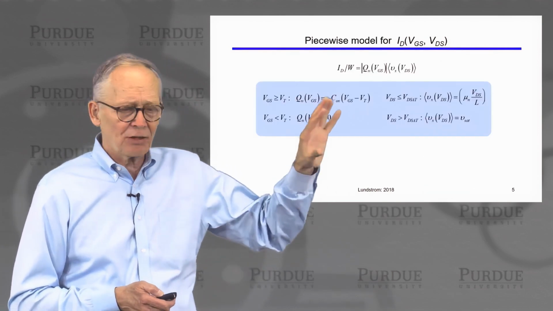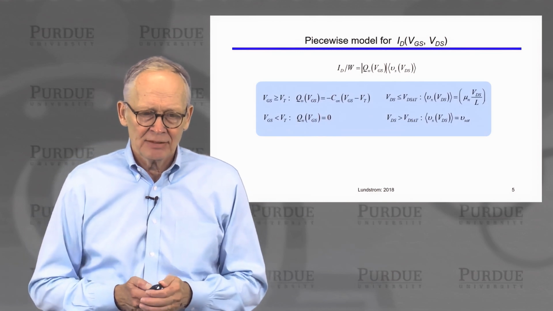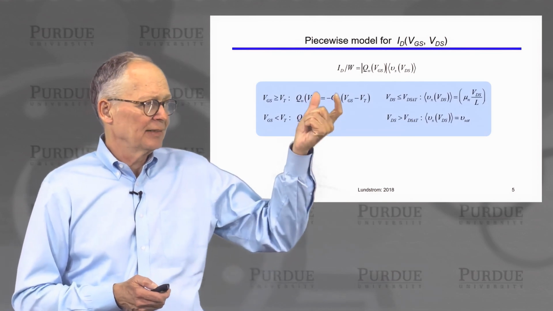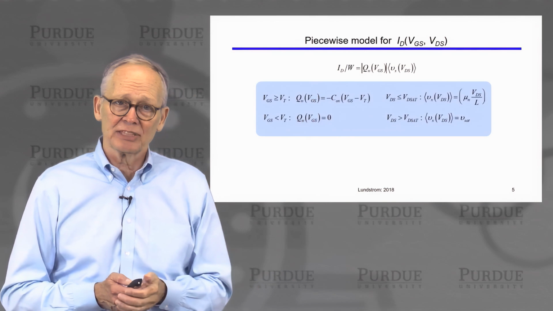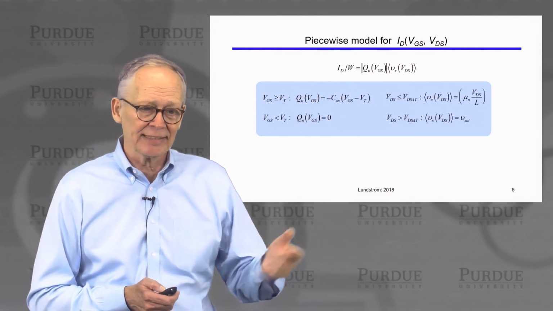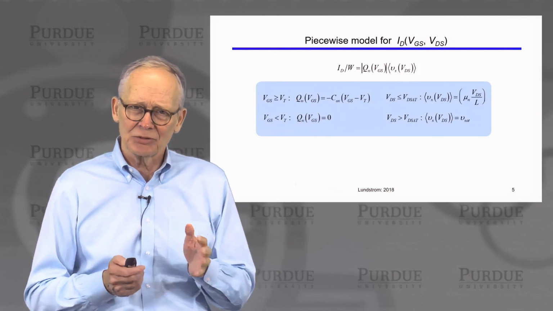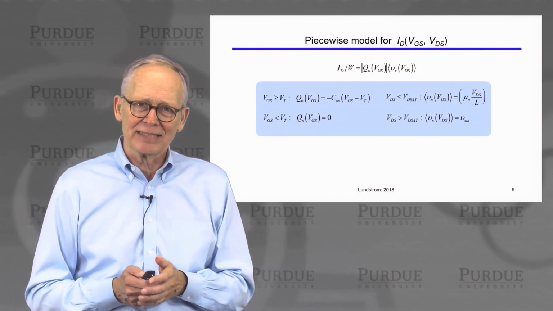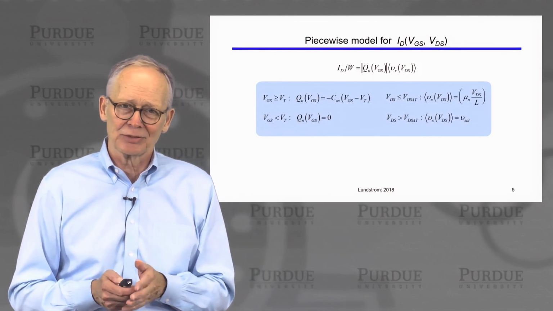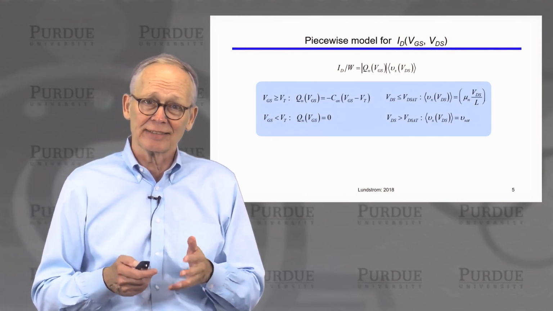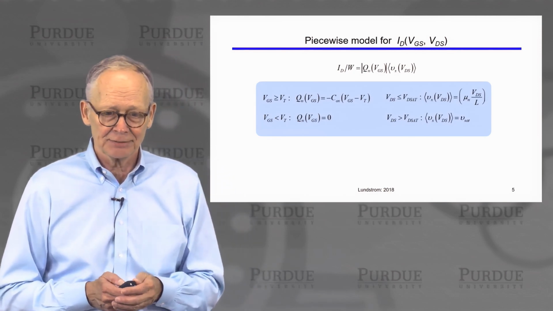All right, so this is our piecewise linear model. We're assuming that the mobile charge above threshold is minus Cox times Vg minus Vt, and that there is no mobile charge below threshold. We'll have to do better than that later because that mobile charge below threshold constitutes the leakage current that is important in modern transistors.